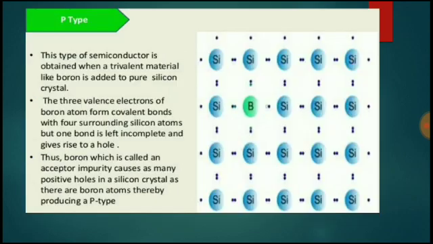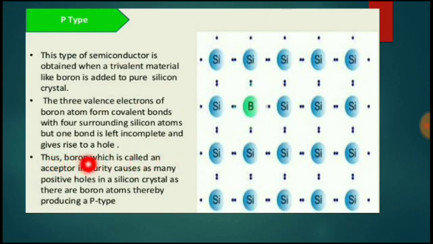Okay, now come to the P type material. See, this is silicon and this is boron, right? So boron is added to silicon. This type of semiconductor is obtained when a trivalent material like boron is added to pure silicon crystal. The 3 valence electrons of the boron atom form covalent bonds with 4 surrounding silicon atoms, but one bond is left incomplete and gives rise to a hole. See, here one place is empty, that is a hole. That hole is nothing but an electron hole, right?